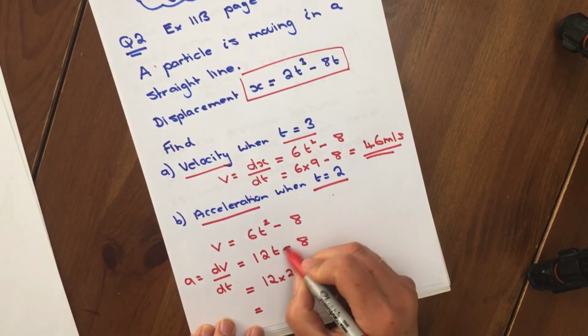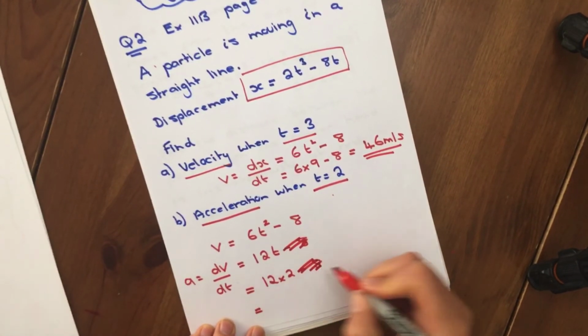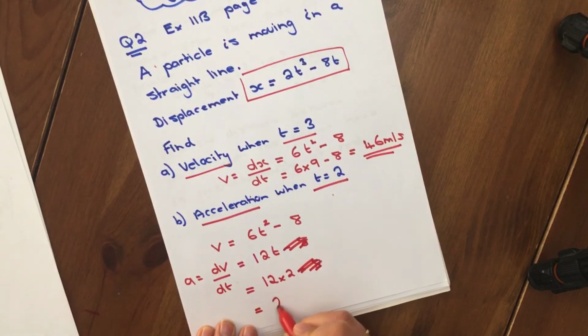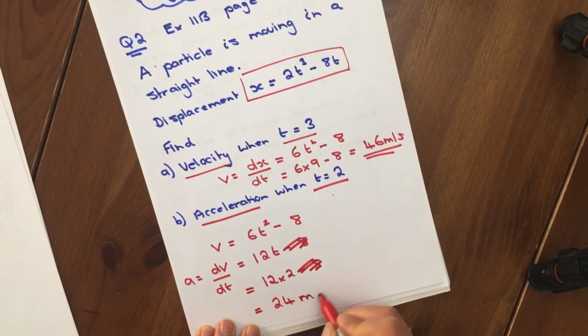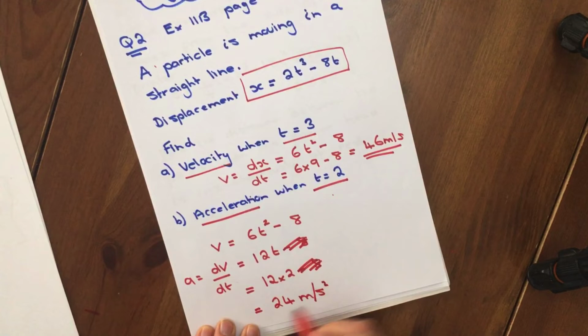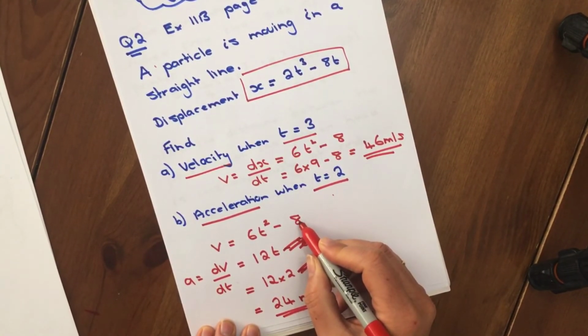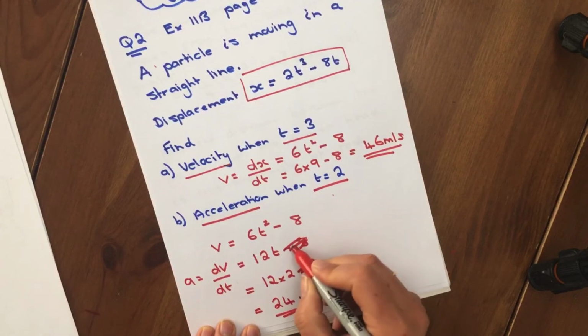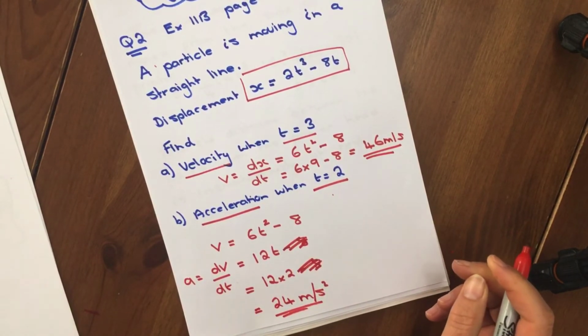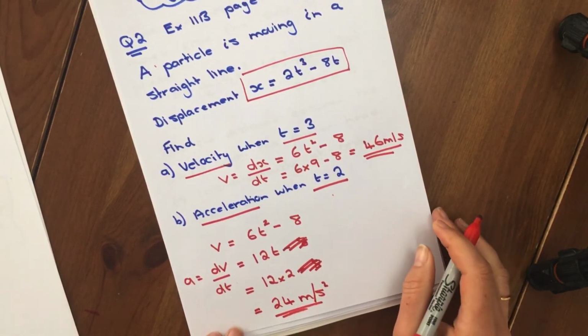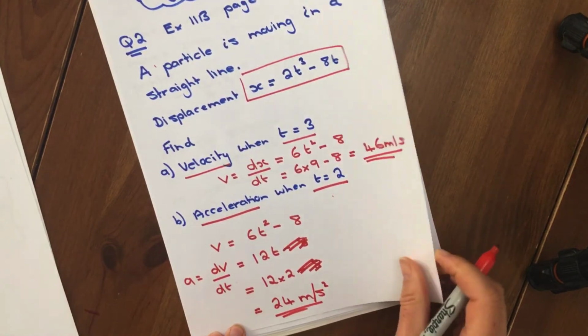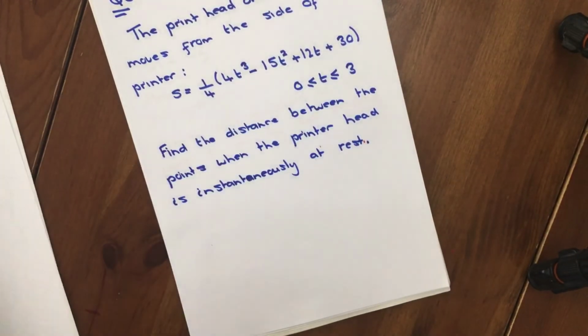Oh, I made a mistake, apologies, you won't have this here. 12 times 2 is 24 meters per second squared. Obviously, when you differentiate 8, it will go to 0. Just checking that you didn't make that mistake. Okay, and next, please have a go now.